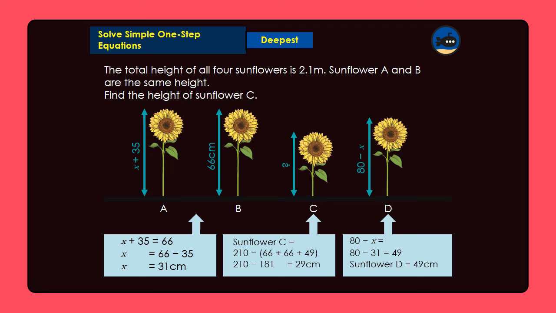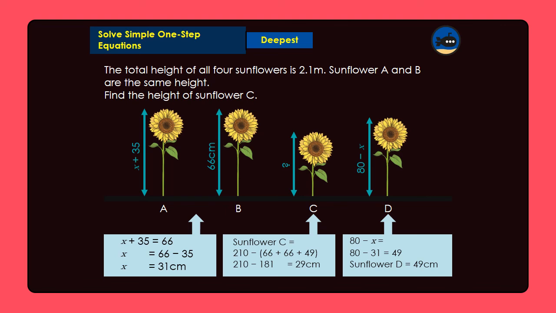So 210 is the total of all 4 sunflowers. We know the height of A, we know the height of B, we know the height of D, but what we don't know is the height of C. Surely if we took away all of what we do know, then that will only leave us with what we didn't know. So we do 210 minus the 66 that we knew about, plus the other 66 that we knew about, so that's A and B together.